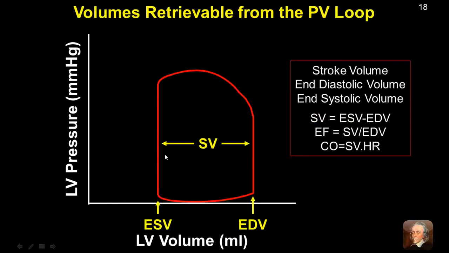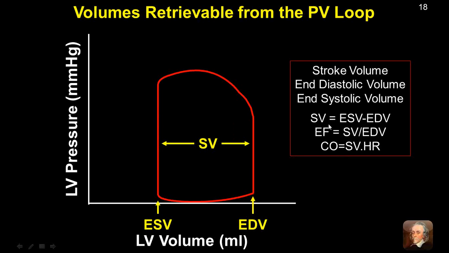There are important pressures and volumes that are retrievable from the loop. The width of the loop is the stroke volume, because the largest volume is the end diastolic volume and the lowest volume is the end systolic volume. So the width is the amount of volume that's ejected. That's called the stroke volume.